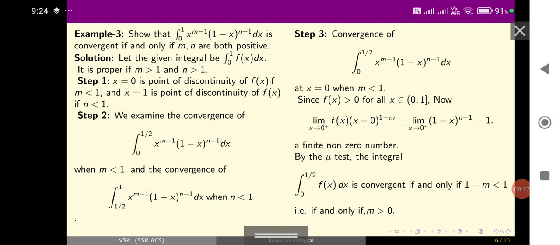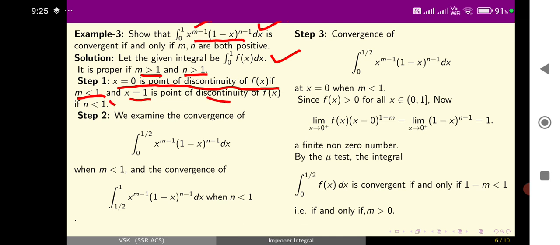Let the given integral be the integral from 0 to 1 of f(x) dx. So this we have considered as f(x). Now it is proper when m is greater than 1 and n is greater than 1. This is very clear from this expression. Now step number 1: x is equal to 0 is a point of infinite discontinuity of f(x) if m is less than 1. So it is clear, if m is less than 1, then this goes down and x is equal to 0 becomes a point of infinite discontinuity. Similarly, x is equal to 1 is a point of infinite discontinuity if n is less than 1.